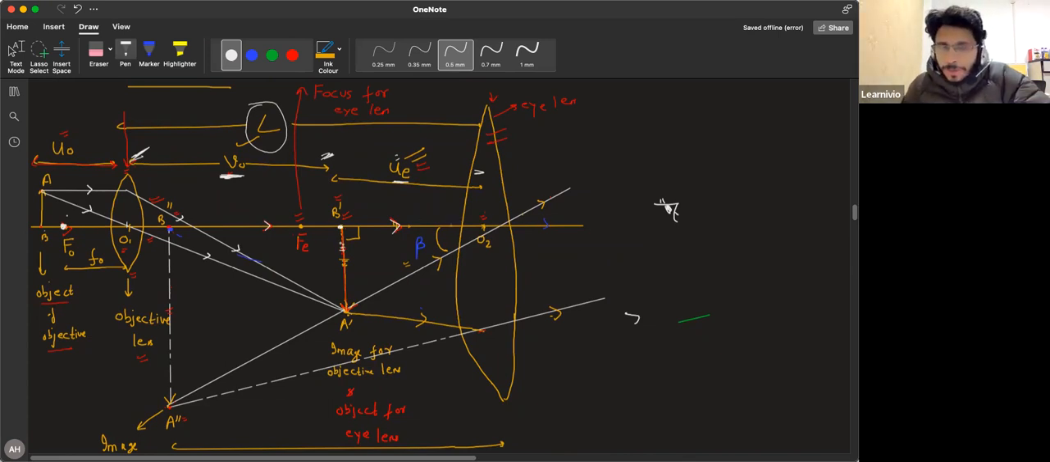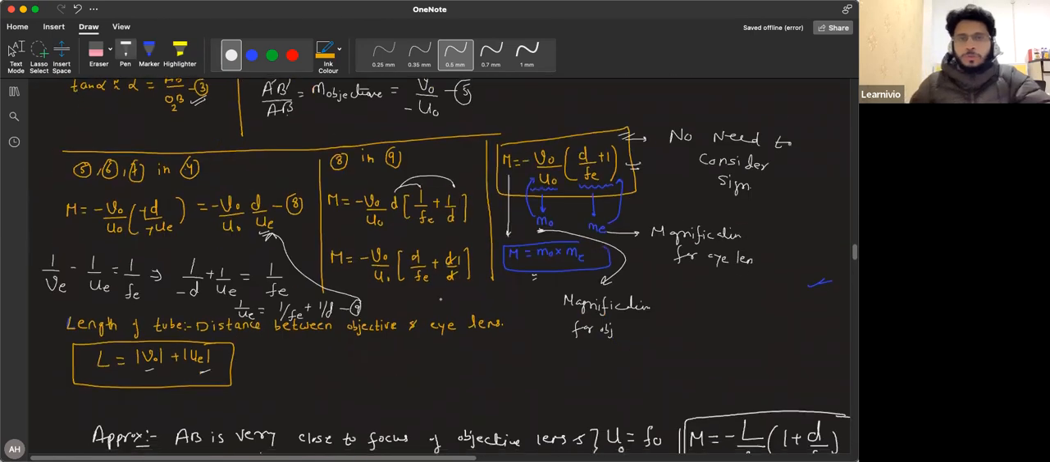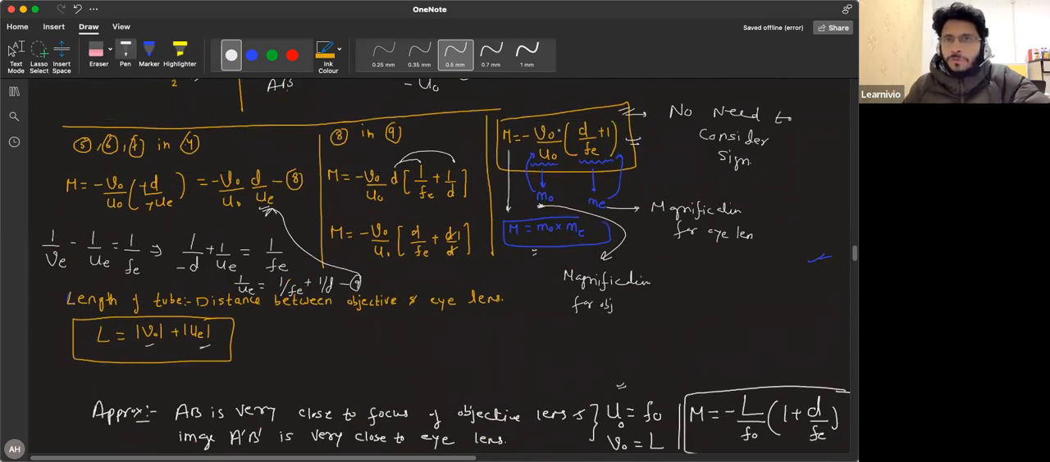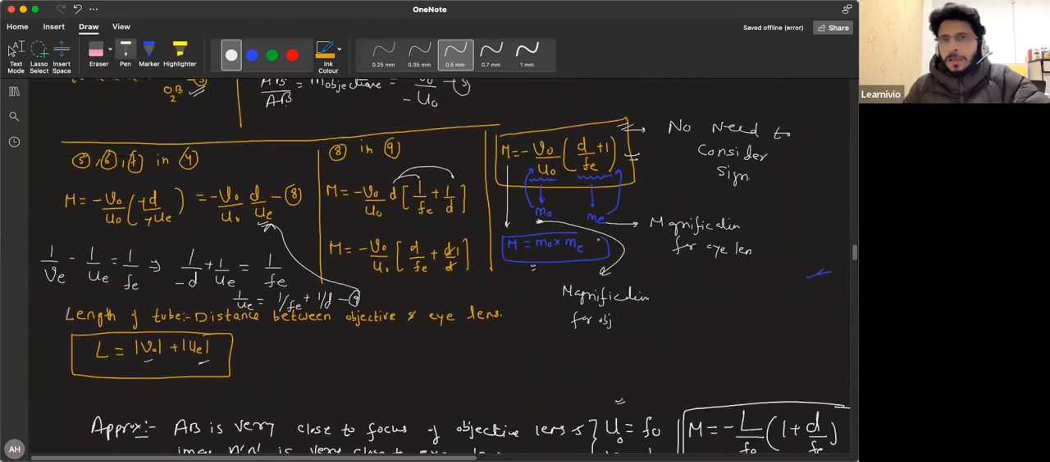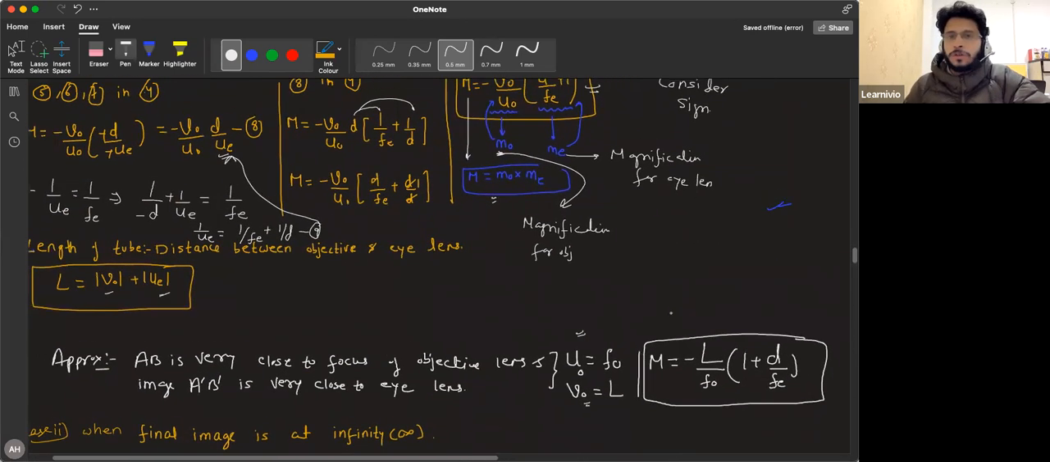So if this A prime B prime, which is image for the objective, is very close to the eye lens, then you can say that V naught is approximately equal to L. So you can use these two approximations: U naught is equal to F naught and V naught equal to L. So here, instead of V naught, you can write L. Instead of U naught, you can write F naught. And this is the final answer. Just note it down, then we'll do the second case.